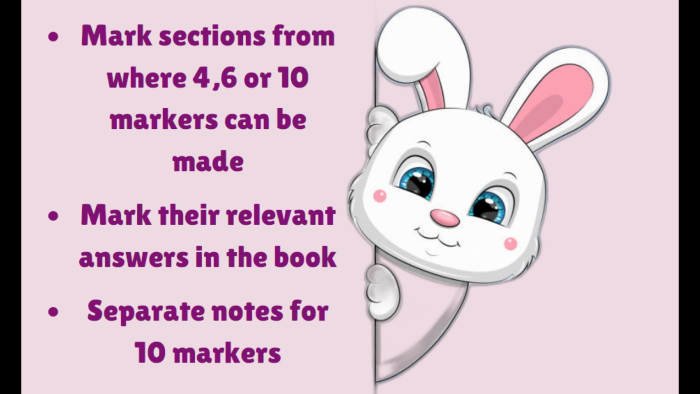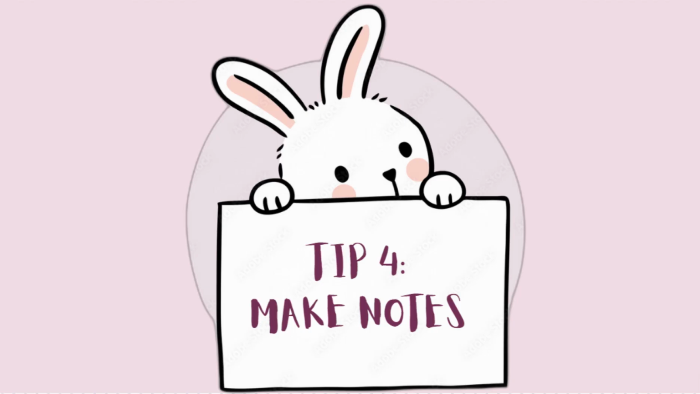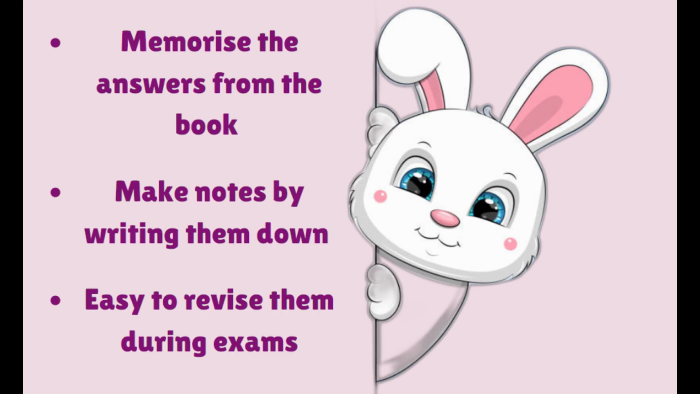That leads us to the 4th point, which is to make notes. When you have marked all the answers in your books and made a separate section for the 10 markers and their answer points, the next part is to memorize them all. After that, write down all the answers in a separate notebook. For those with slow handwriting speed, they can only write the specific points in their notes, so that if they refer to them later, they can use them to construct their answers.